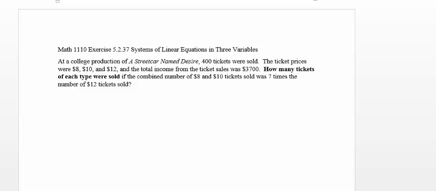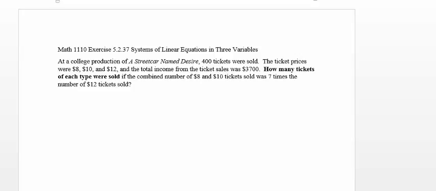Exercise 5.2.37. At a college production of the play A Streetcar Named Desire, 400 tickets were sold. The ticket prices were $8, $10, and $12, and the total income from the ticket sales was $3,700. How many tickets of each type were sold? The combined number of $8 and $10 tickets sold was 7 times the number of $12 tickets sold.